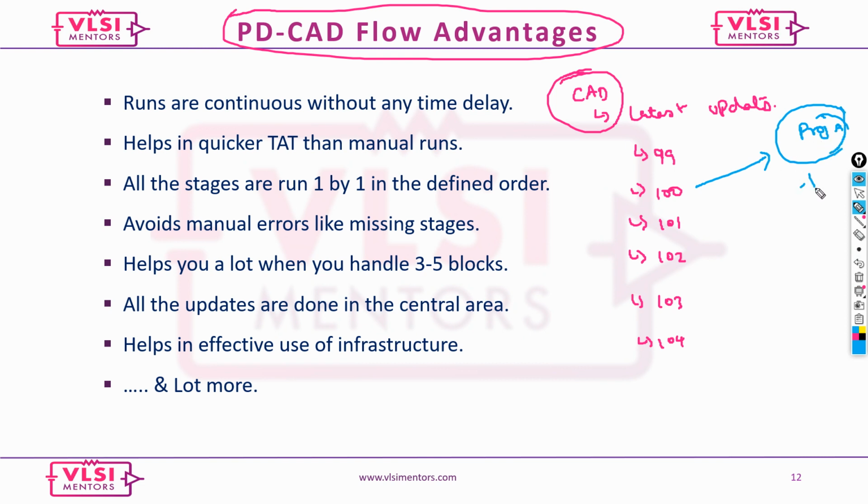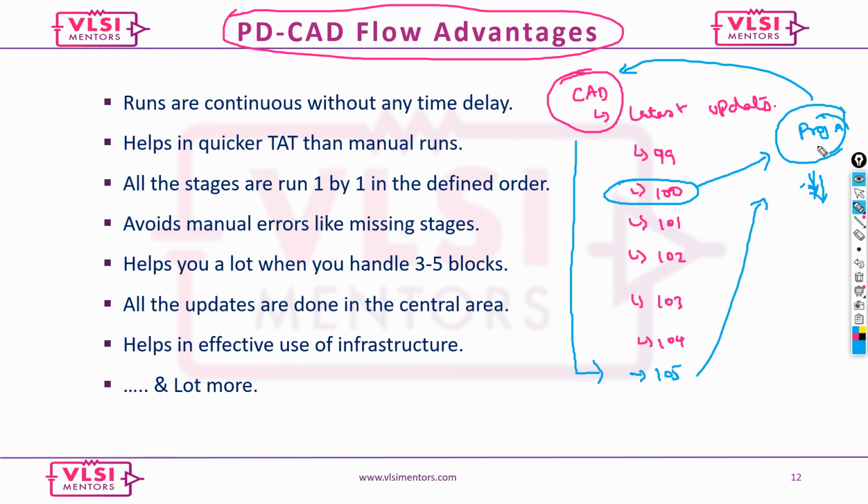Now you find a bug. You are using version number 100, and you found a bug in the flow which is not doing the right thing. Now you have to report that bug back to the CAD team, while you continue working on your design implementation. Now they look at it, fix that bug, and release it as, say, 105. Now you have to pick version 105 for your next runs. So this is how it actually happens.